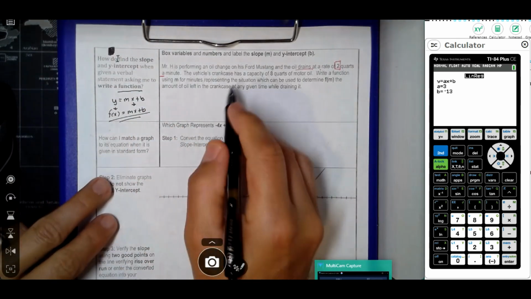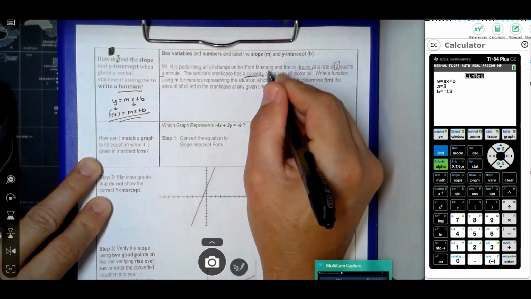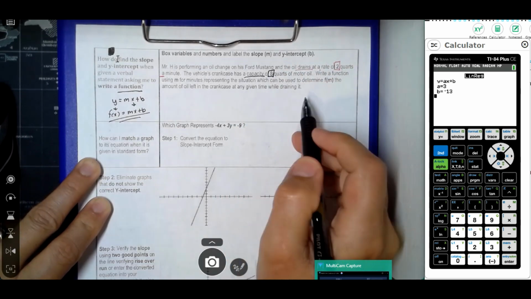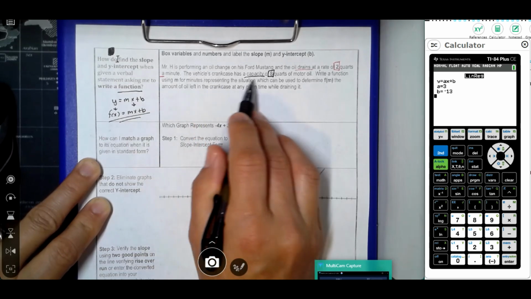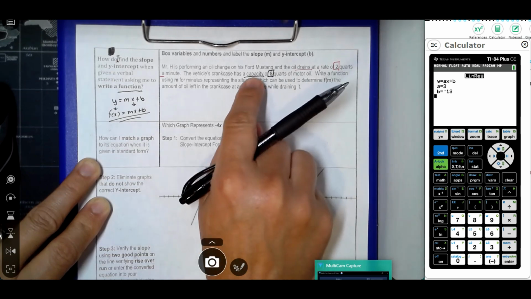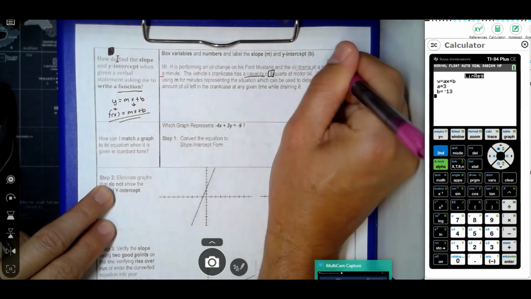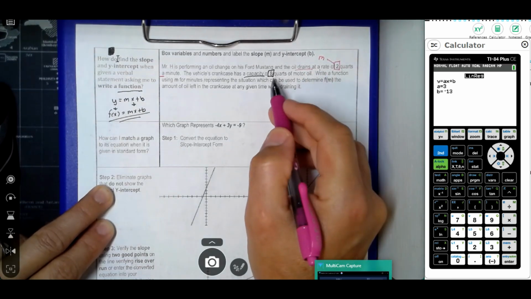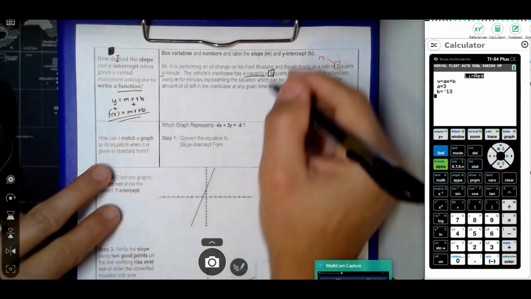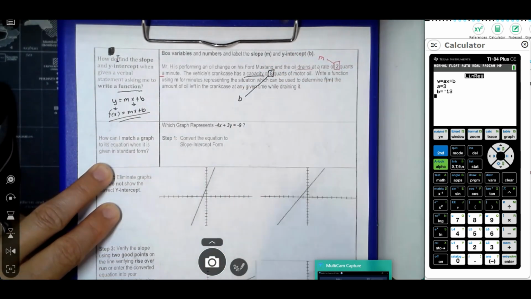It says the vehicle's crankcase has a capacity of 8 quarts of motor oil. Okay, now even if you don't know what a crankcase is on an engine, the fact is it says it has a capacity of 8 quarts. So I know that this is the initial value. So I can say with confidence right now, this 2 is going to represent my m. It's what's going to be changing more often. The 8 is how much oil the car holds. So I'm going to label this down here as b.